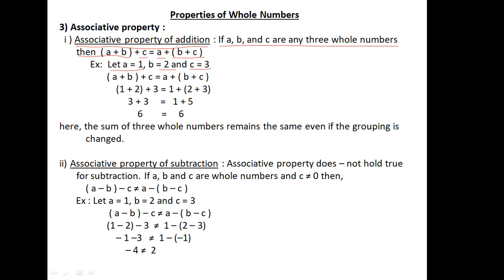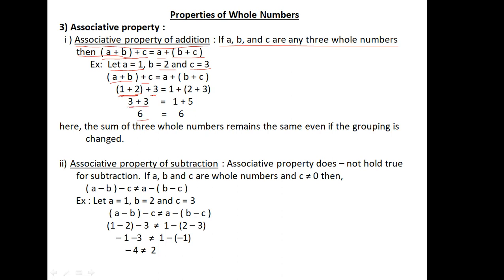Now first of all we have to see the left hand side part, that is A plus B in one bracket plus C. Now value of A is 1, B is 2, value of C is 3. First of all we have to solve this bracket. 2 plus 1 it will come 3, and outside of this bracket is 3. 3 plus 3 it will come 6.